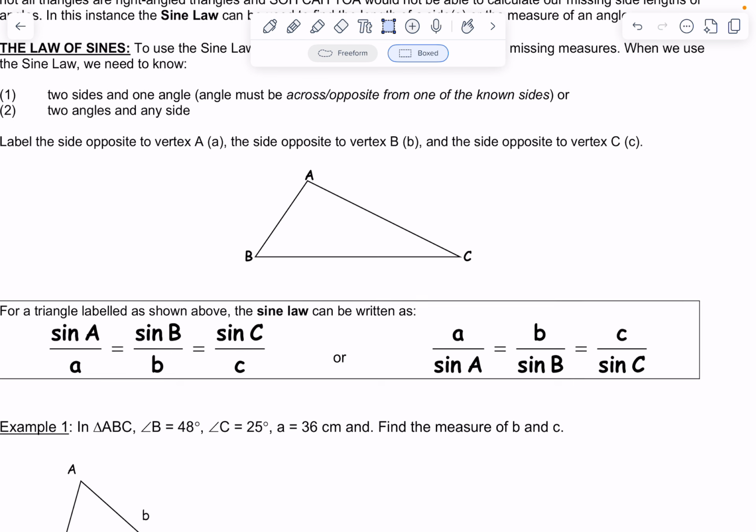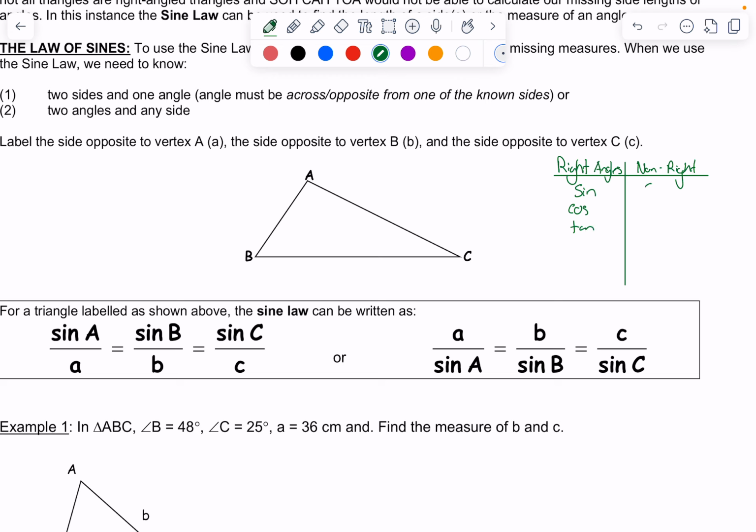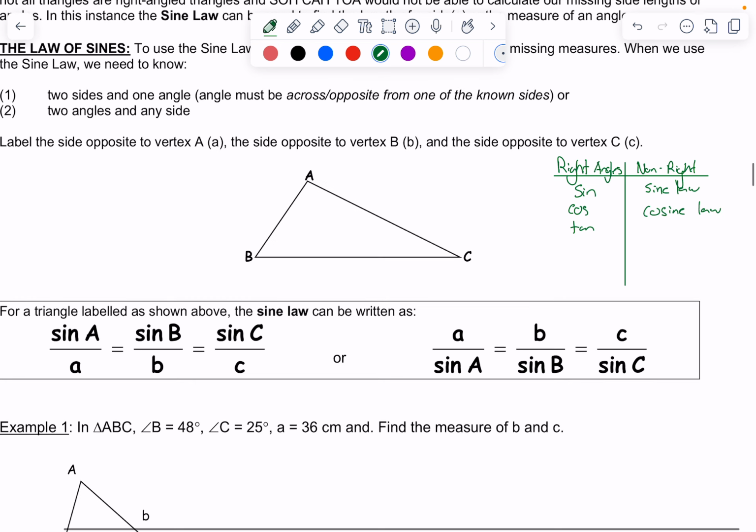So you have two camps that you can be in, right? You have triangles that are right, like right angles, and then you have non-right angles, okay? Today's lesson is about non-right angles. When they're right angles, you use sine, cos, and tan, right? Those ratios. When you're non-right, you deal with the sine law, which is today's lesson. And in tomorrow's lesson, we will talk about the cosine law, right? So that's just the easiest way to think about it.